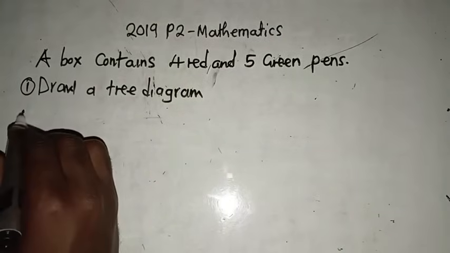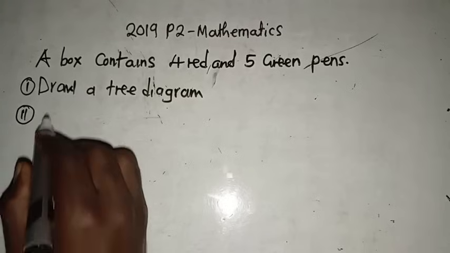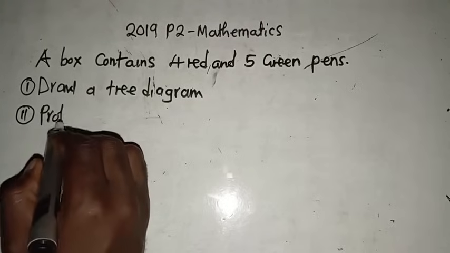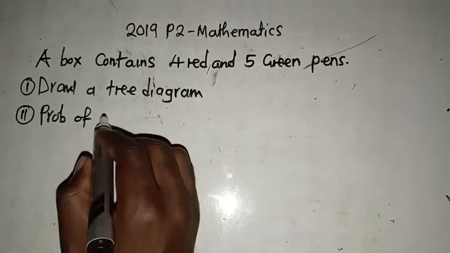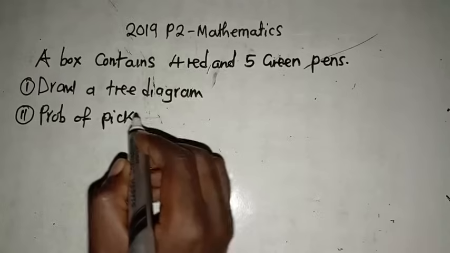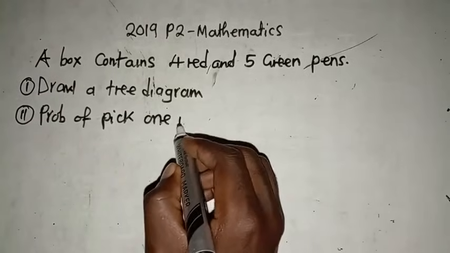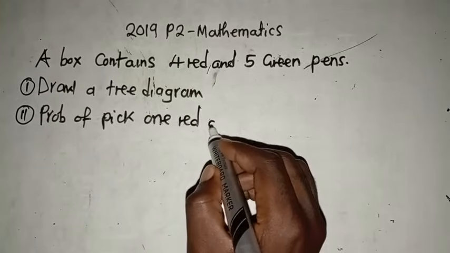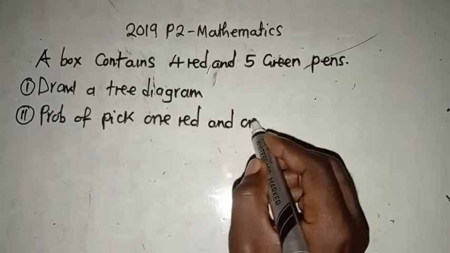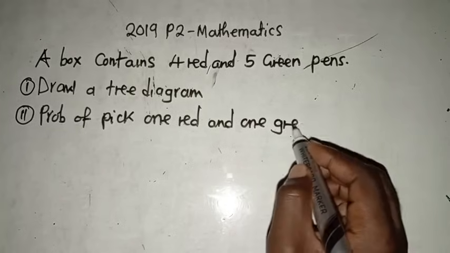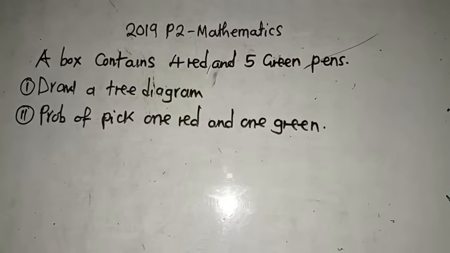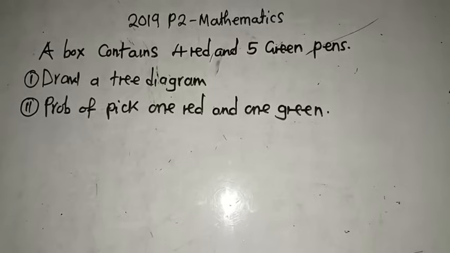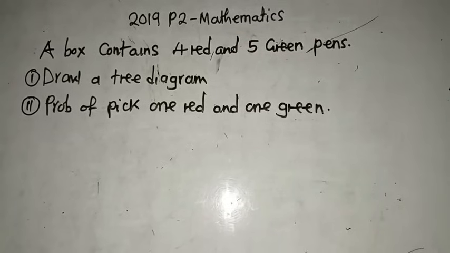Then the next question, we are told to find the probability. They want us to find the probability of what? The probability of picking one red and one green. This is what we are given. So this is a question that is here. I guess we've seen this particular question.